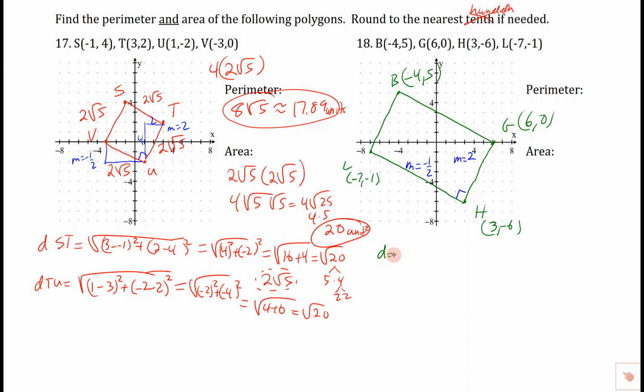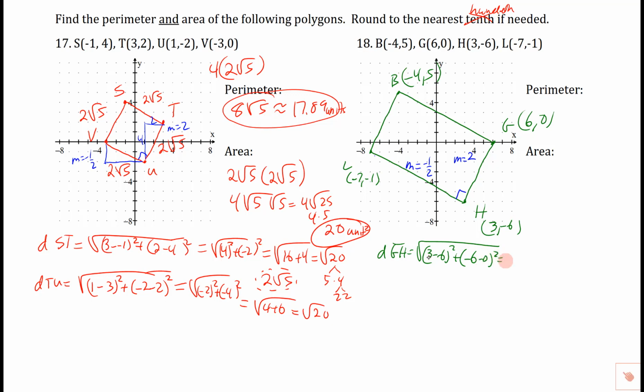So we'll say distance from G to H. So G to H. And we'll put a big square root here. And we're going to do x2 minus x1. So that's going to be 3 minus 6 quantity squared plus y2 minus y1. That's going to be negative 6 minus 0 quantity squared.